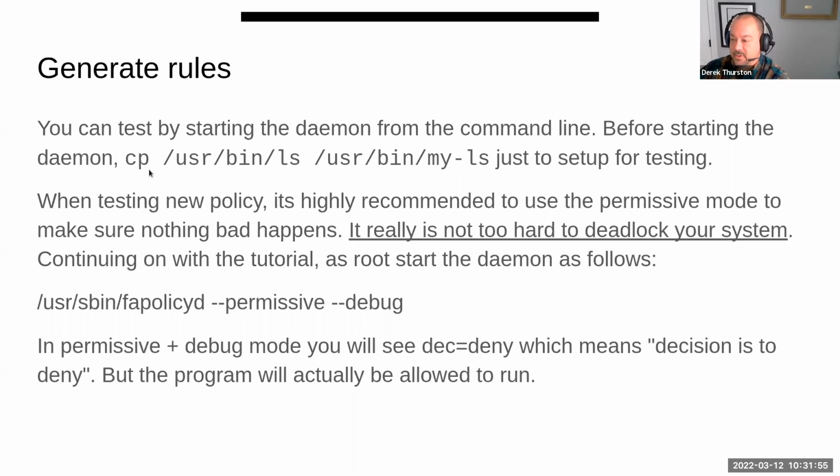So I'm not going to do this, but you can generate rules using the permissive and debug. And what this will do is output things that are not allowed to run or run. And you can actually take those lines that you see, decision equals deny, and you can modify your rules file to allow for those things. Putting them in the right place in the file, that's where a little bit of experience is probably going to come in.